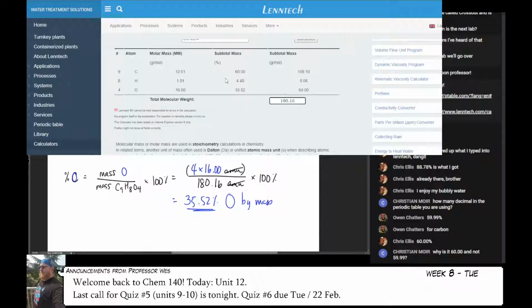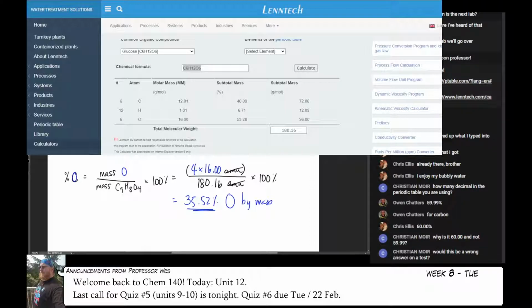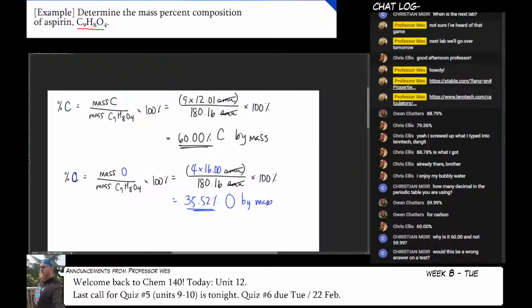So you could type in the formula of anything you want. So I could do glucose, which is C6H12O6. And there you go. Glucose is 40% carbon, 53.28% oxygen, and 6.71% hydrogen. So I can do this for any compound I want. So figuring out the percentages is trivial, and you can use Lentech for that.